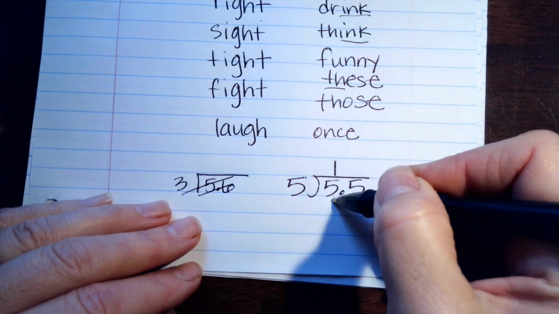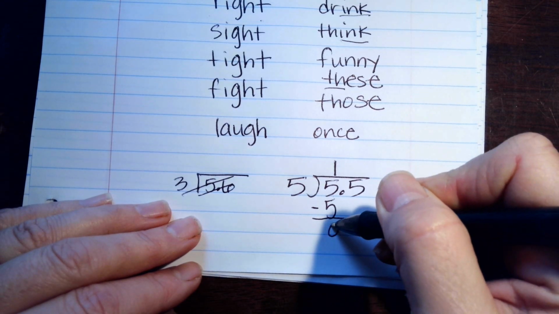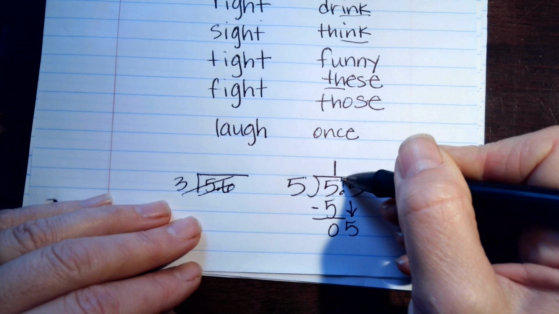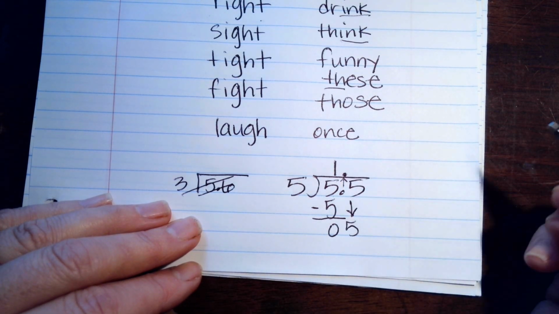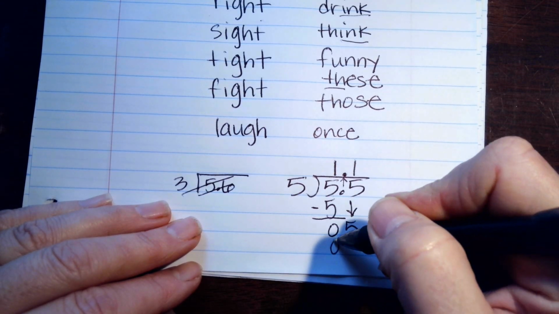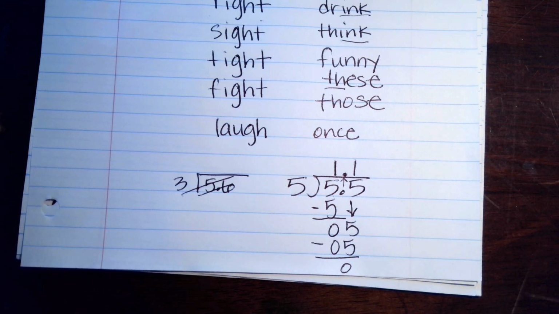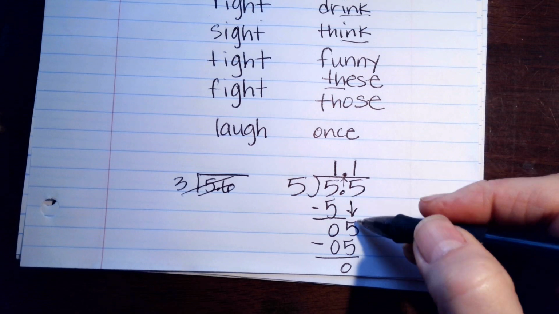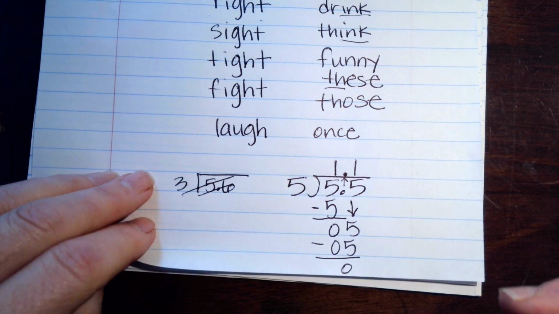5 times 1 is 5. Now we subtract. 5 minus 5 is 0. We bring down the 5. This decimal just goes straight up where it is here. So we put our decimal in, and then we say 5 goes into 5 how many times? 1. 5 times 1 is 5. We subtract, and we get a 0. There's no remainders when you're dividing decimals. You have to keep going until there is a 0 as a remainder.